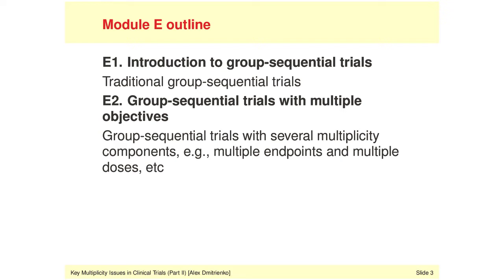As I explained in the introductory module, in addition to traditional, if you will, sources of multiplicity in phase 3 trials, and by traditional I mean multiplicity induced by the evaluation of multiple endpoints or multiple doses, it is increasingly more common to analyze multiple objectives in clinical trials that also employ data monitoring strategies at interim looks.